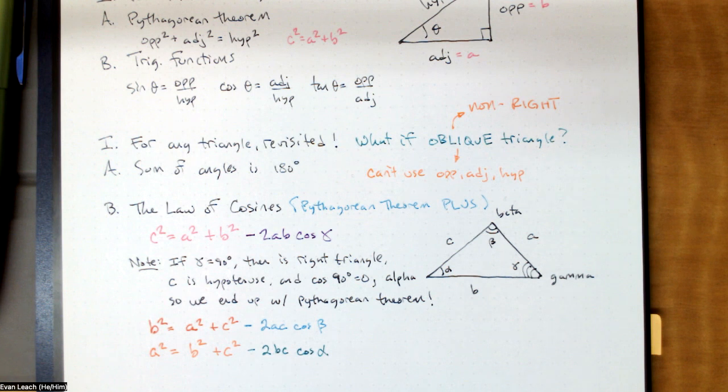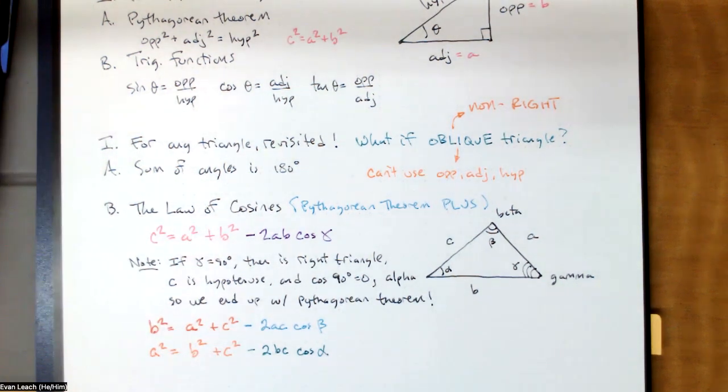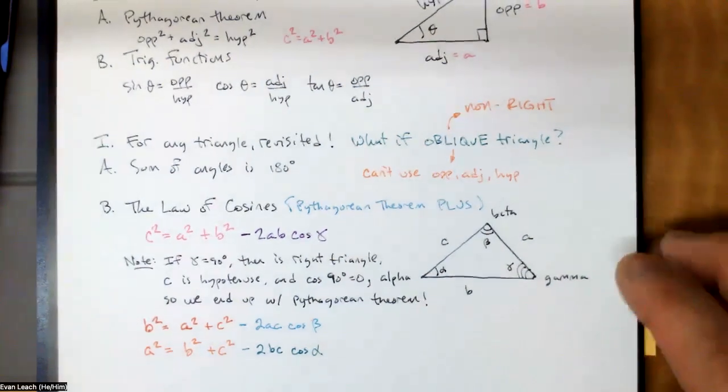A time when we will use this version of the law of cosines is when we have information that fits the category of two sides and the included angle. So we're going to use this version of the law of cosines if we have two sides and the included angle. This is known as the SAS case.